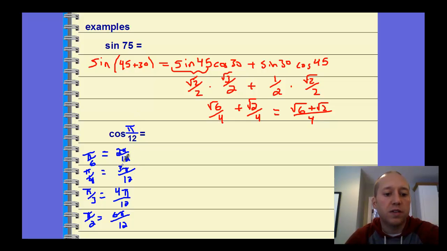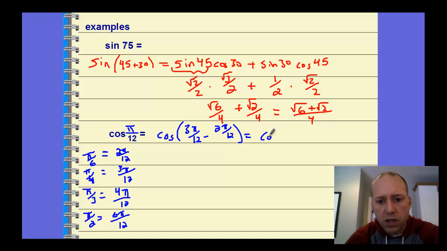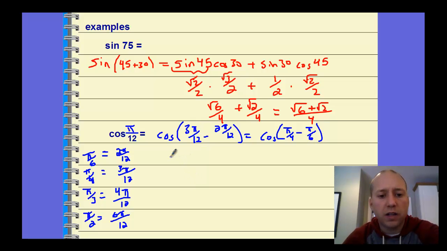And so I'll take these top two, the 3 pi 12ths minus 2 pi 12ths. So this is equal to cosine of 3 pi 12ths minus 2 pi 12ths, which is the same thing as the cosine of pi fourths minus pi 6. And I use those so I know the values in the unit circle. So we can expand that. It's equal to cosine of the first, cosine of the second, and this is how the cosine formula is written.